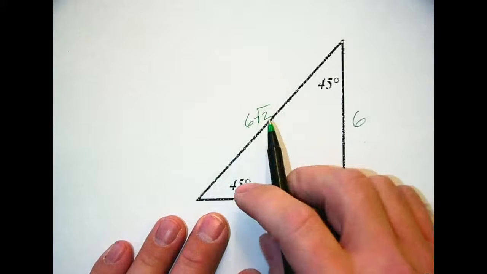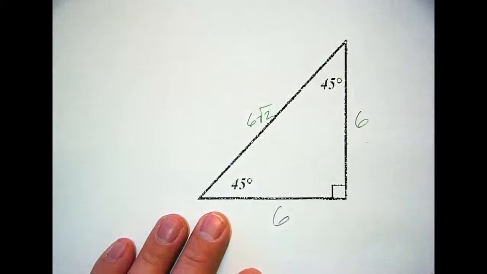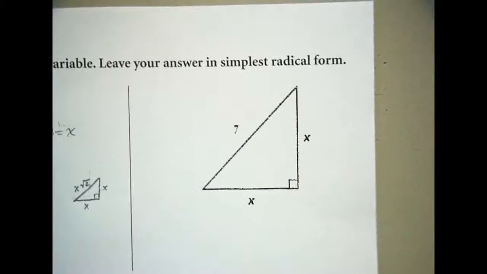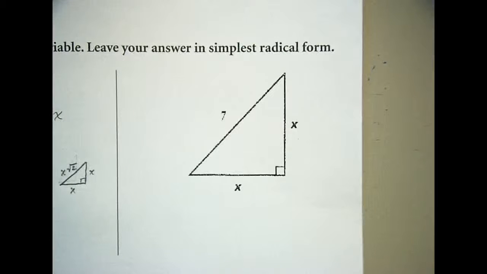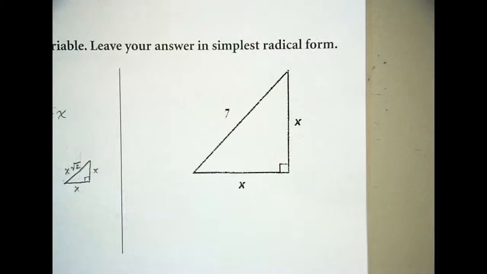All right. Now, it can't always be that easy, right? We always have to make it a little more complex. There you go. There's that one now. Solve for x. Leave your answer in simplest radical form. Talk with your neighbor about how you're going to do that.